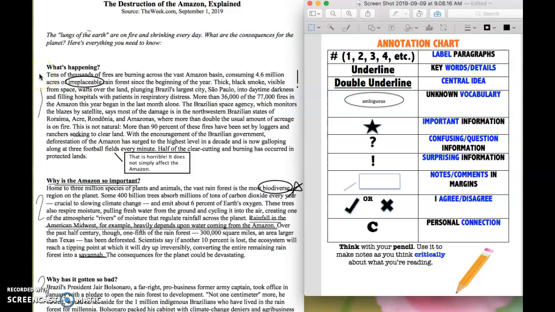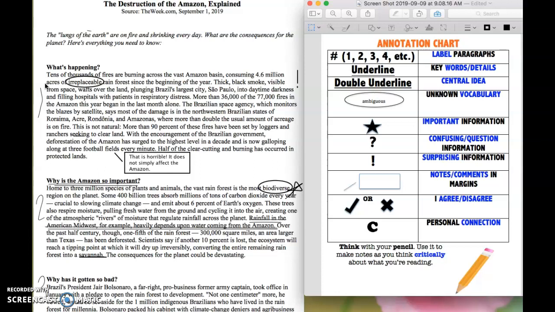Tens of thousands of fires are burning across the vast Amazon basin. We could even circle this if you don't know what a basin is. Consuming 4.6 million acres of irreplaceable rainforest since the beginning of the year. I not only circled irreplaceable because that's vocabulary that I might not necessarily know, I could use context clues. And then I also put an exclamation point because not only is 4.6 million a large number, but when we're considering that it's in acres, that is a lot.